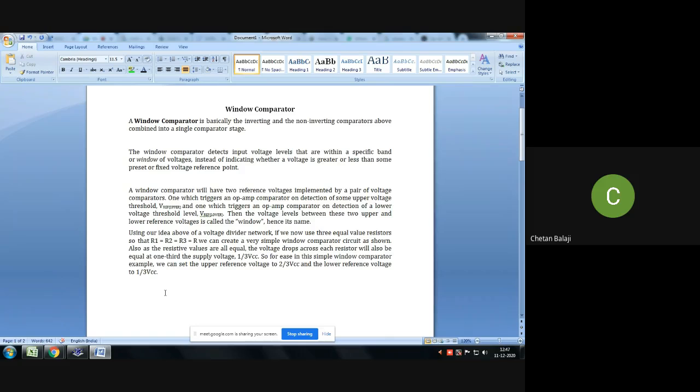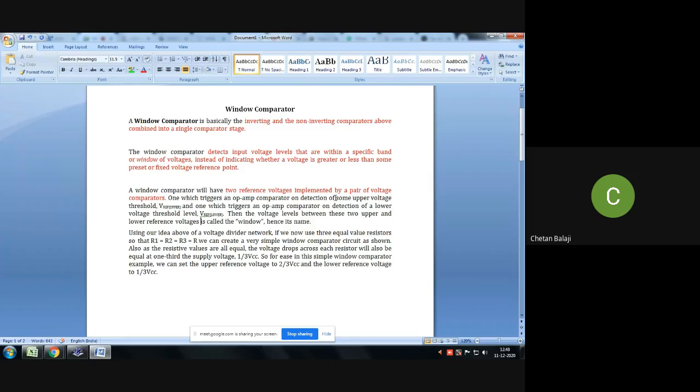The first very important point is that it is basically the inverting and non-inverting comparators mixed together. The second is that it detects the input voltage level, indicating whether a voltage is greater than or less than some prefixed voltage point. I'll show you the circuit diagram, then you will understand better. The next thing is you'll have two reference voltage levels for a pair of voltage comparators. I'll show you this in the circuit itself.